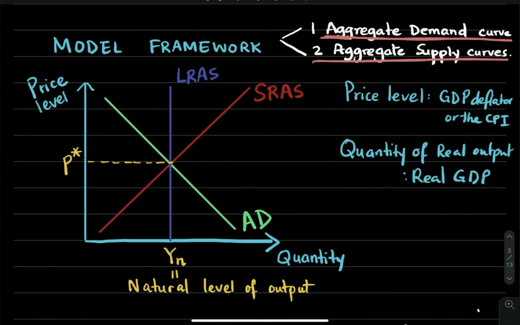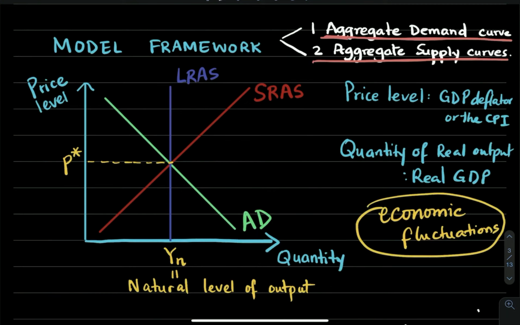Now, this type of a model of aggregate supply and aggregate demand is used to explain economic fluctuations. And the model can be graphed with the price level measured by the CPI or GDP deflator on the vertical axis and the real GDP on the horizontal axis. The aggregate demand curve is just showing you the quantity of goods and services that households, firms, the government, and customers abroad wish to buy at each level of price. And it is downward sloping.